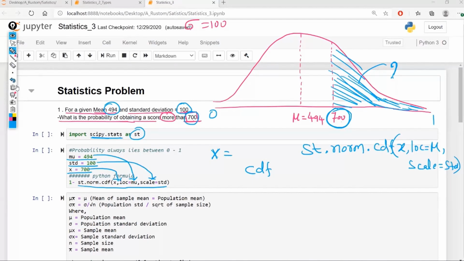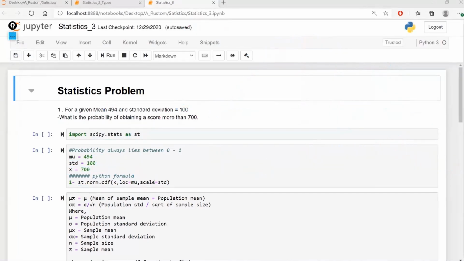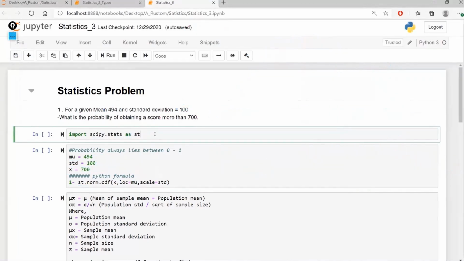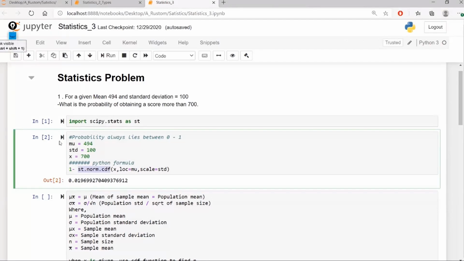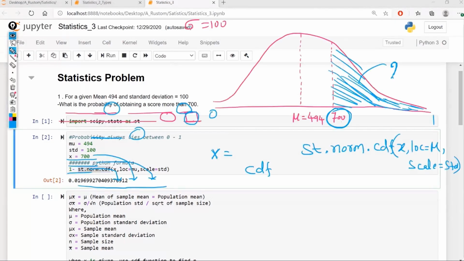Okay, so let's close this. I'm going to import this and execute a very simple formula. There's nothing complex involved in that. What I got is basically 0.019. 0.019 is the probability, and the probability always lies between 0 and 1.